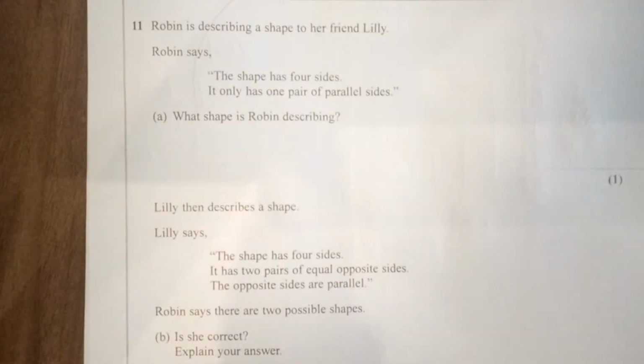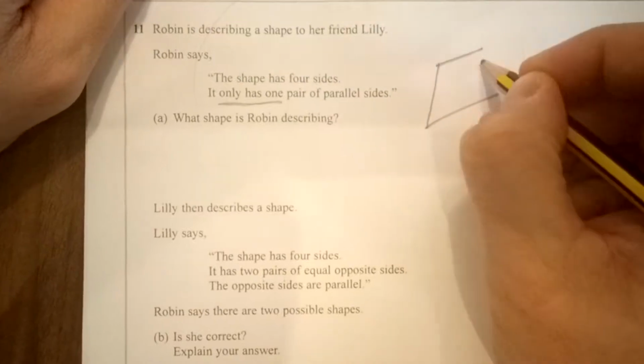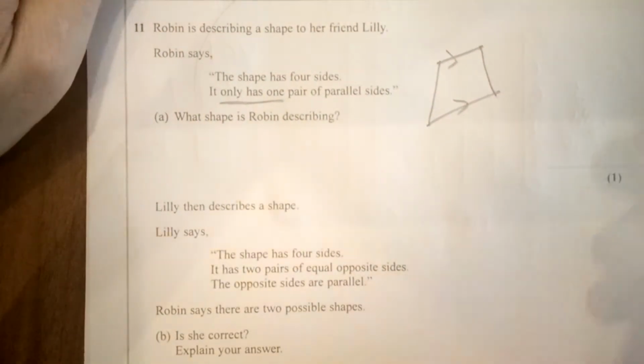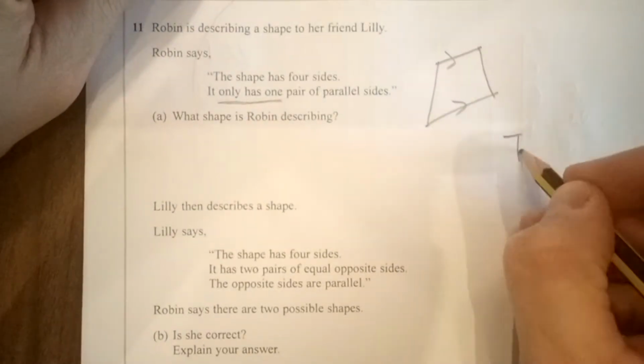Robin is describing a shape to her friend Lily. Robin says the shape has 4 sides, only has 1 pair of parallel sides. What shape is Robin describing? Now it only has 1 pair of parallel sides. So let's draw it. I'll join them up. Okay, let me mark my parallel sides. What shape is that? Okay, it's obviously trapezium.